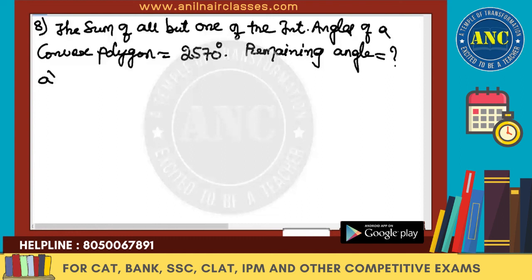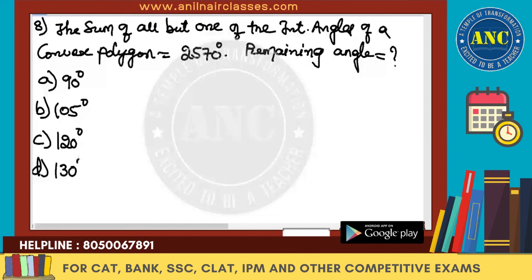Options: 90, 105, 120, 130 and 140. By looking at the question itself, you can get the answer. Sum of all but one of the interior angles of a convex polygon.